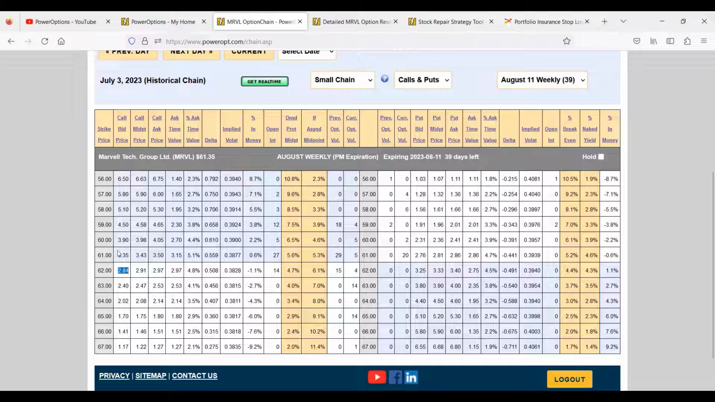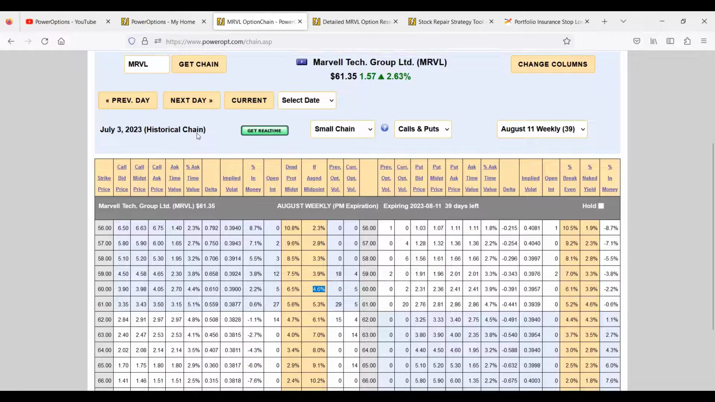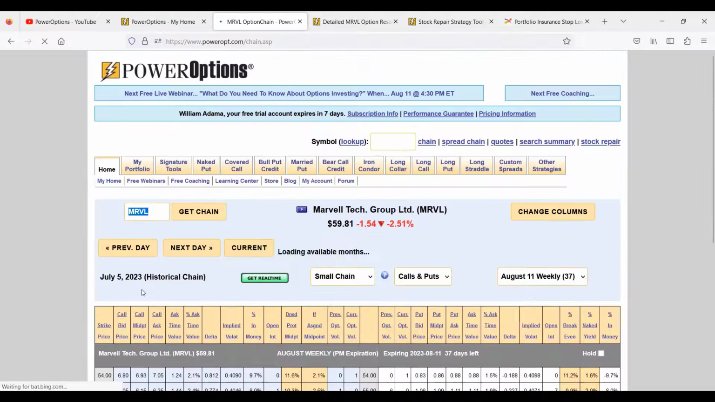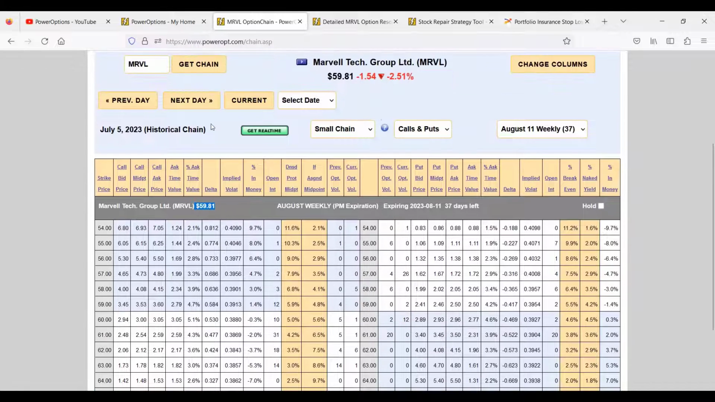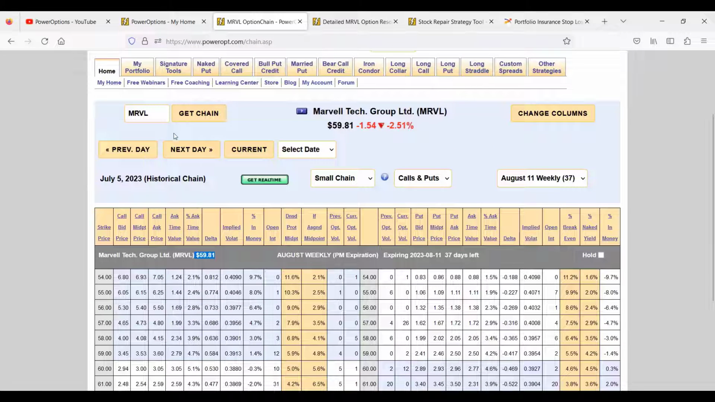And we can say, okay, the 60 strike was at 3.90, 3.98%. If assigned, if I did this as a covered call, was 4.6%. And now I can just go, Carl, and hit next day, and next day, and next day, and just scroll through to see what was that 60. Oh, dropped a little bit here. Dropped down to $3 because the stock fell to 59.81. And then I can go to the next day and the next day. Or again, just go to the current chain.